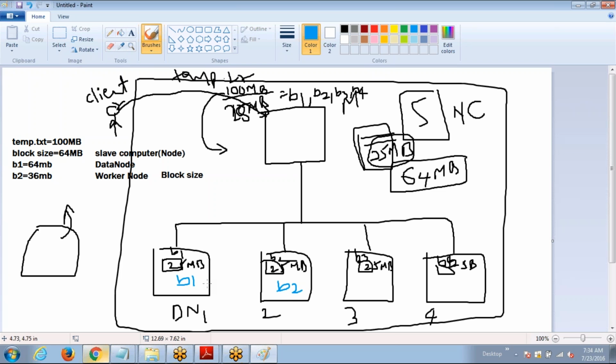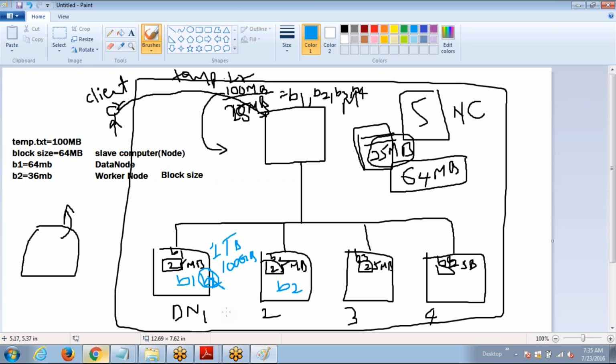Your data node has enough space to store block 2 also. Probably this hard drive is 1 terabyte, and it has occupied only 200 GB of data, and the rest is free. Still, data node 1 could hold block 2. But your Hadoop framework is not going to store block 2 in data node 1.